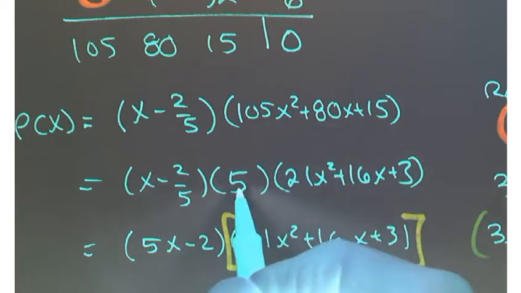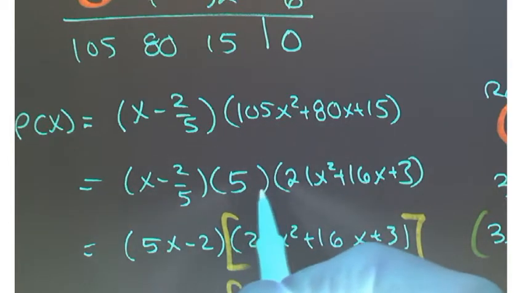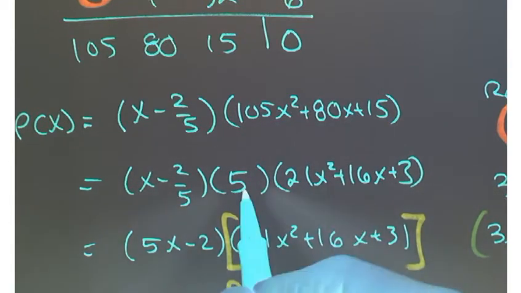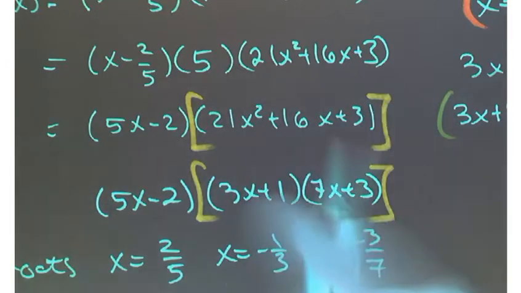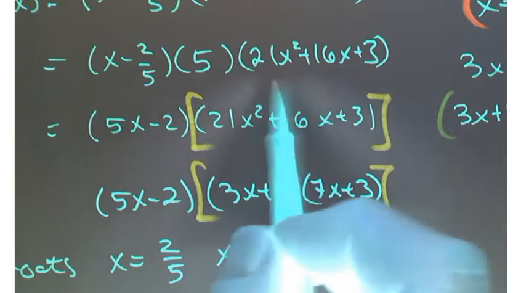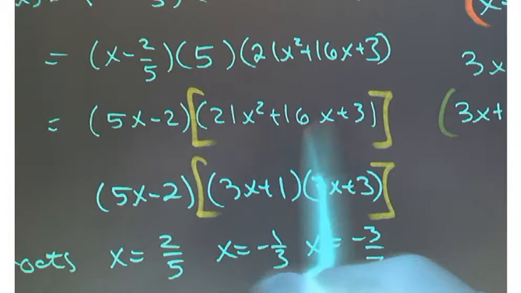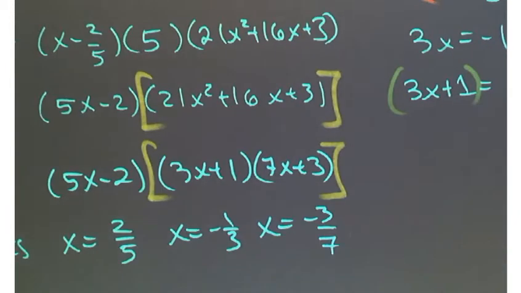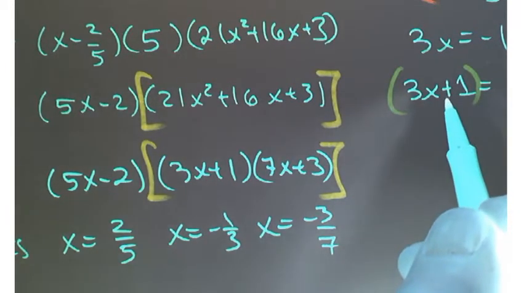This had a GCF of a 5. I pulled that out, leaving this. I distributed the 5 here, and I said, you know what? It'd be nice if I factored this. So we did that. To factor this, I kind of cheated a little bit.